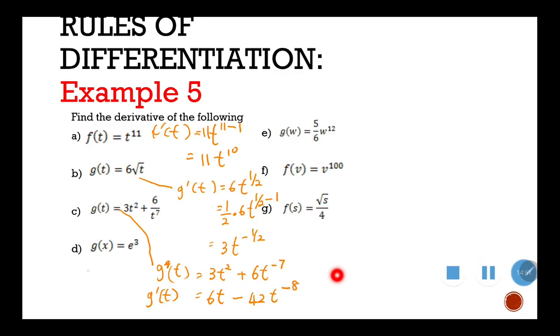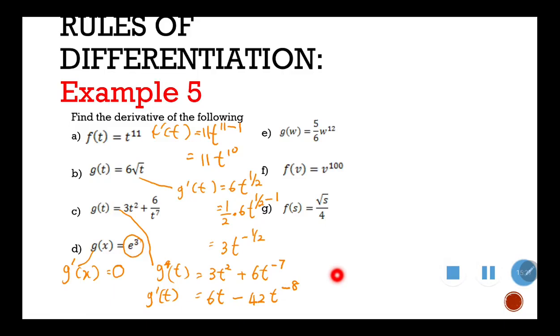Okay, so for this part here, g x, can you differentiate? Will you get anything if you differentiate e to the power of 3? No, the answer will be 0 because we want to differentiate x here, but there is no x function or x constant in this equation. So the answer should be 0.